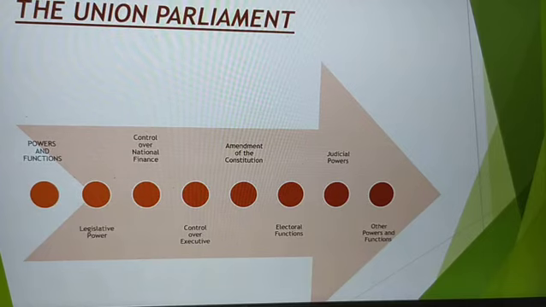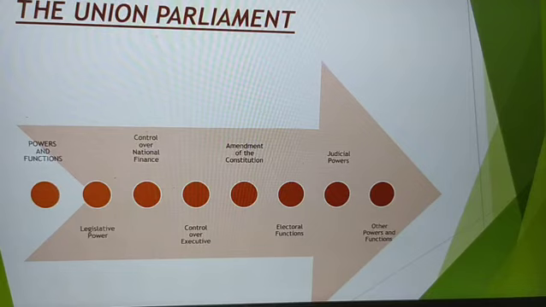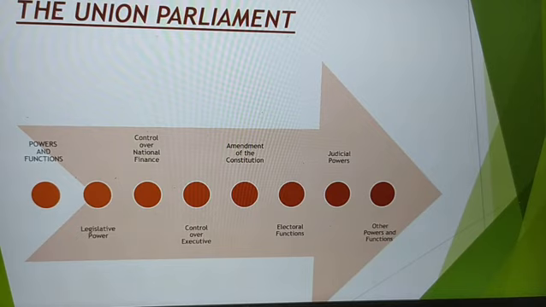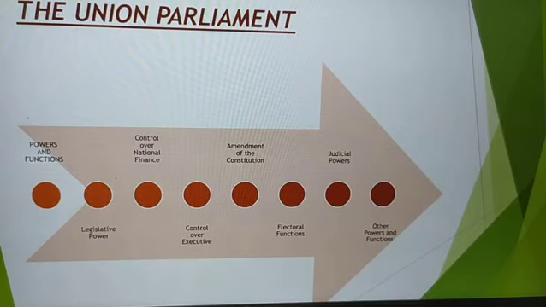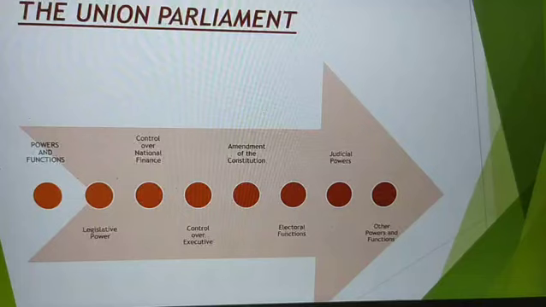Okay. Next comes the electoral function. So the parliament also performs the act of electing the dignitaries to their offices. So number one, the parliament elects the President of India. How? Elected members of both the houses of parliament and members of legislative assemblies elect the President of India. Okay. Next, the Vice President is also elected by the members of both the houses of the parliament.